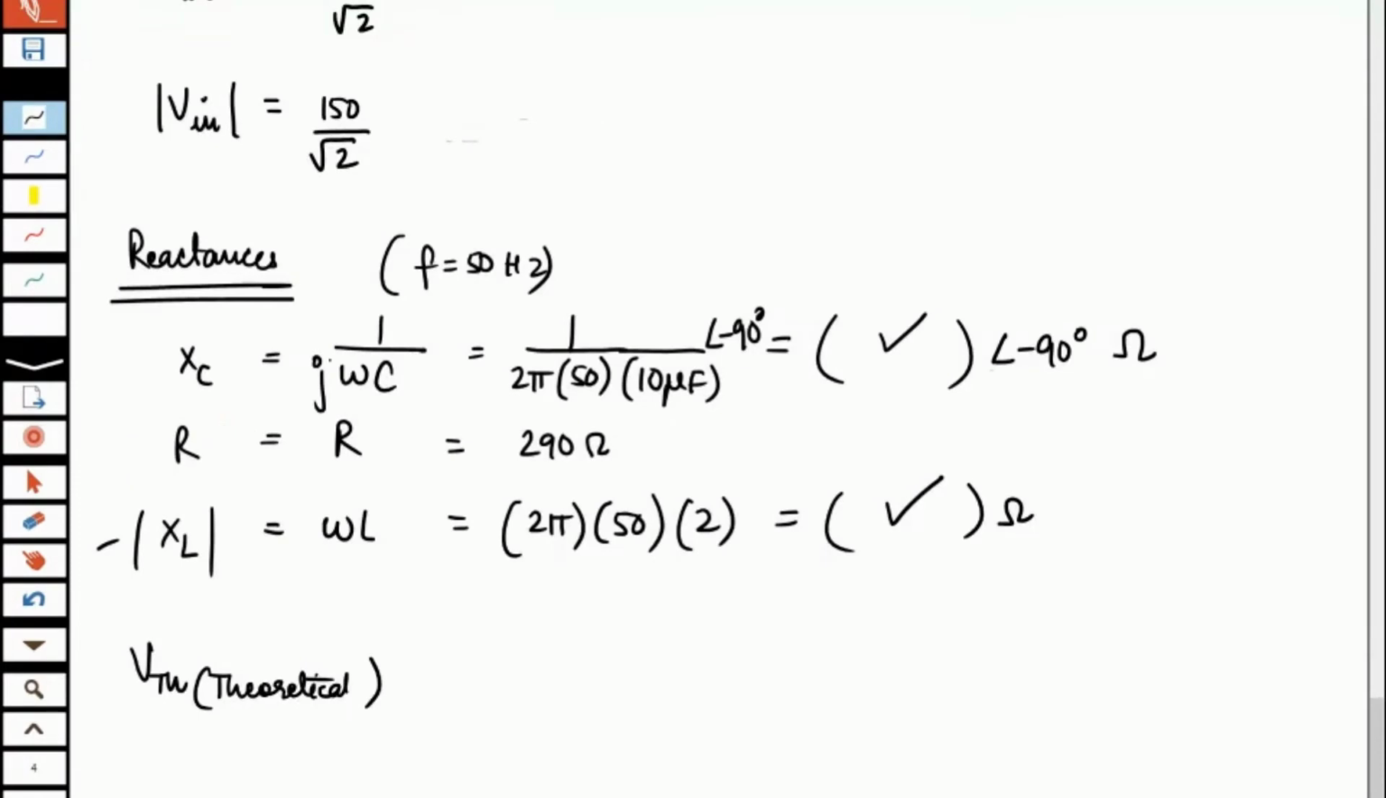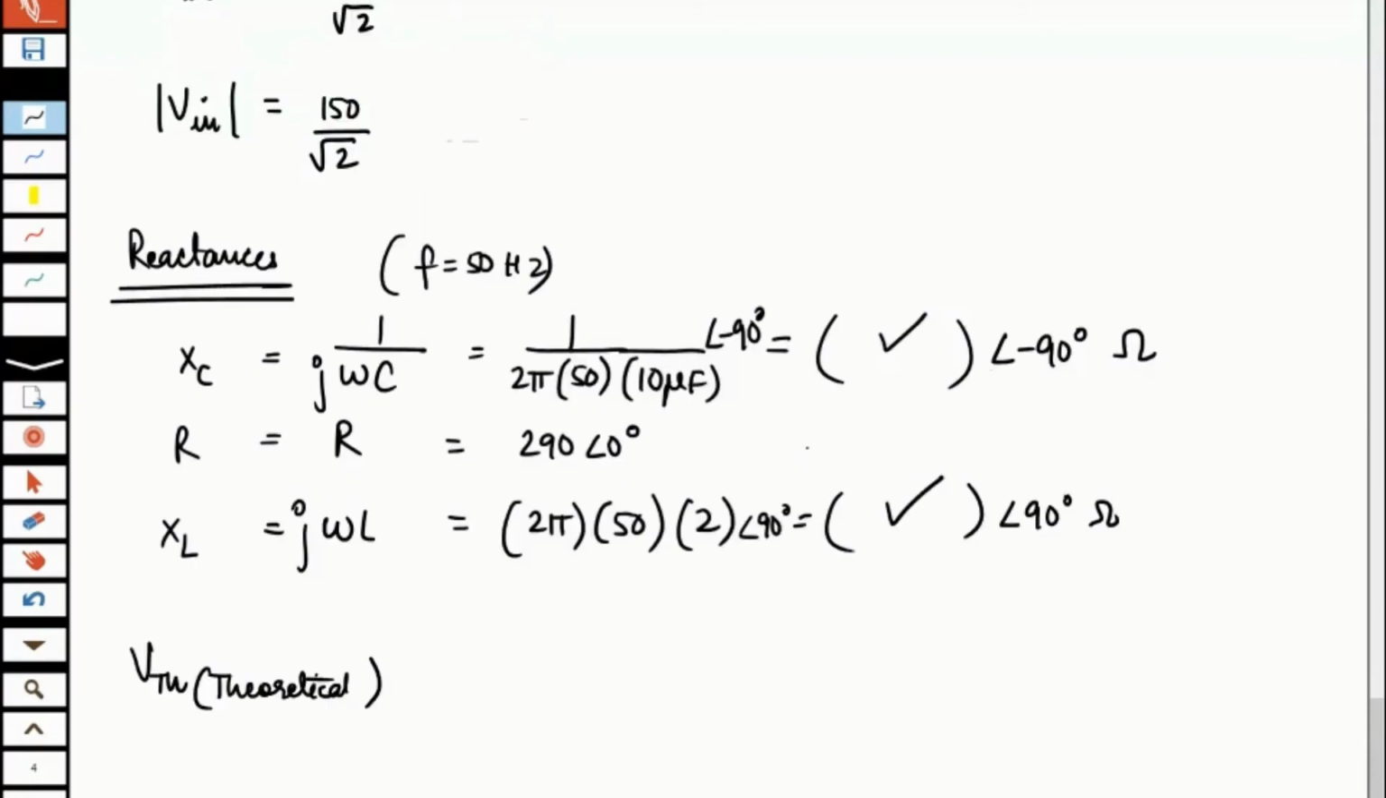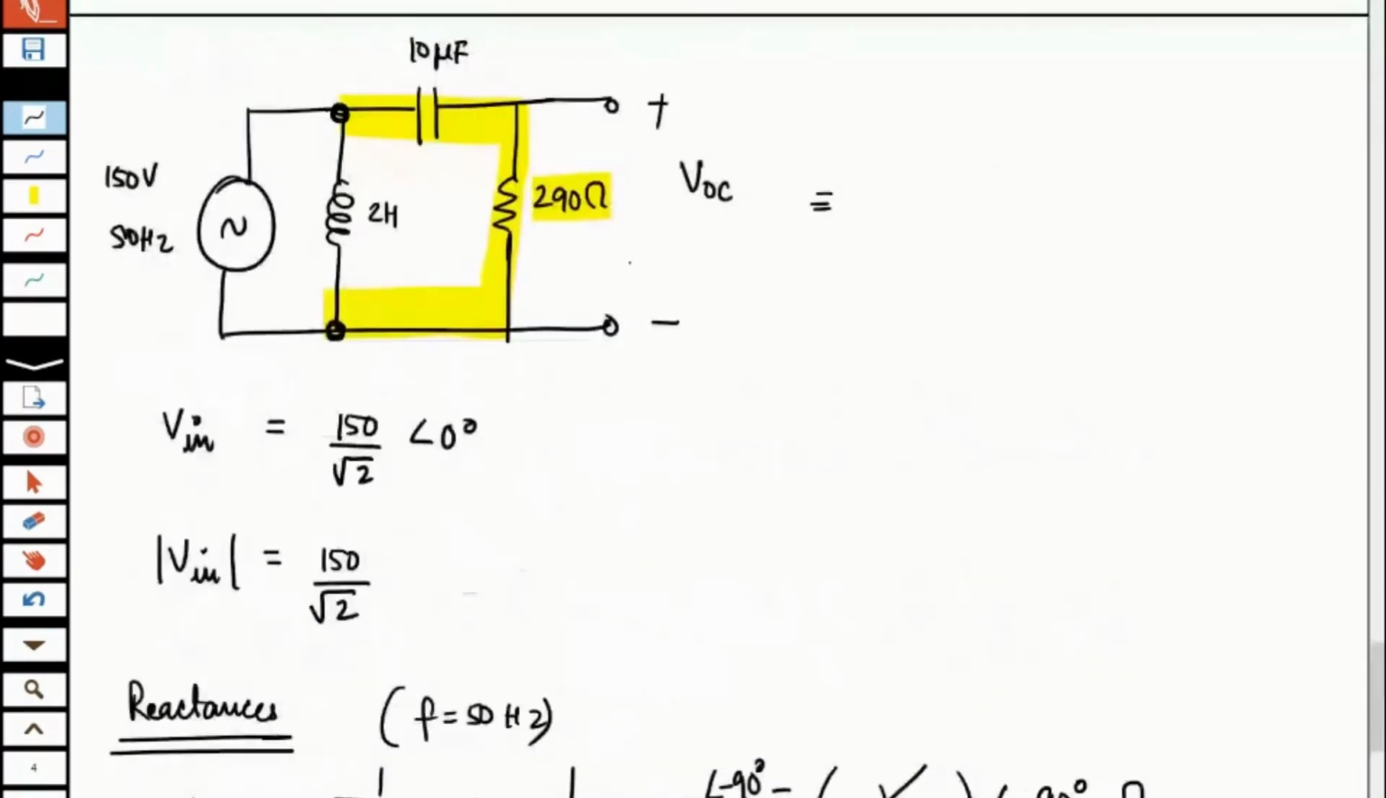R was just R, so you can write 290 angle 0. These are phasors, not magnitudes anymore. Again, XL would have been j omega L, that means this thing angle plus 90 degrees. Now, to calculate the theoretical value of VOC, which is just the voltage across 290 ohm, I need R and I need XC, both. So I cannot just take the magnitude of XC. While doing the calculation, I have to take its complete phasor representation.